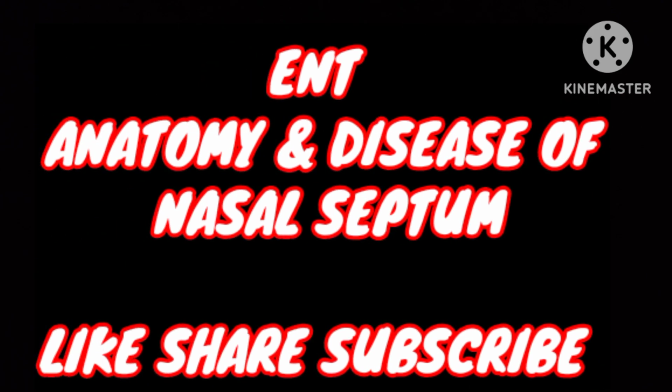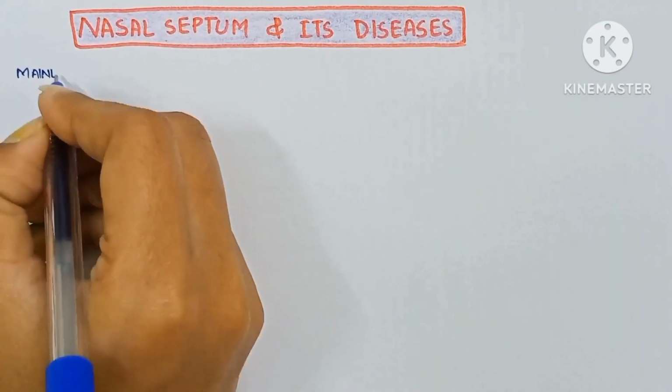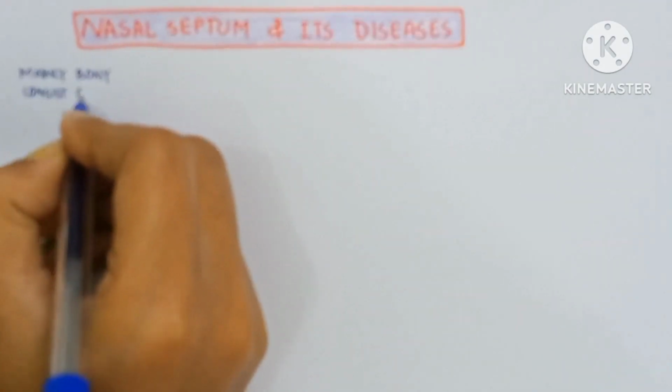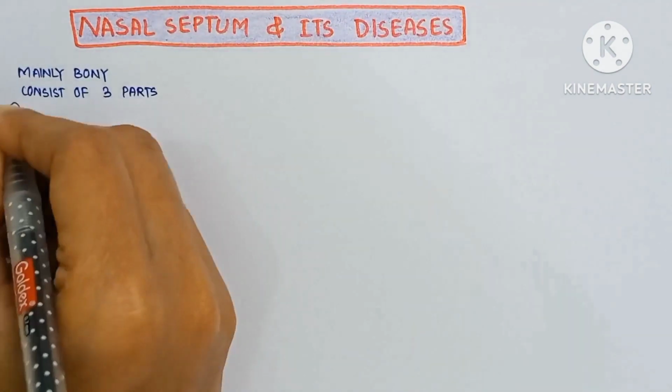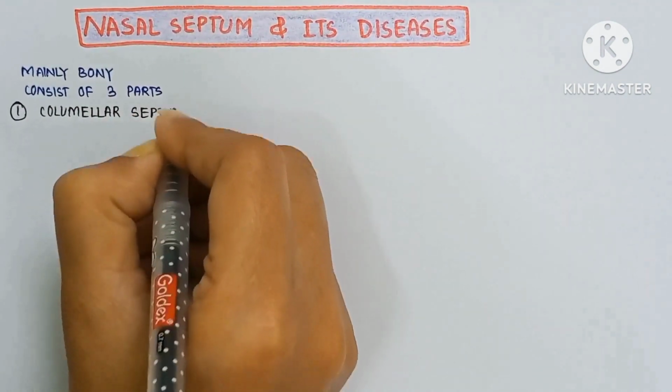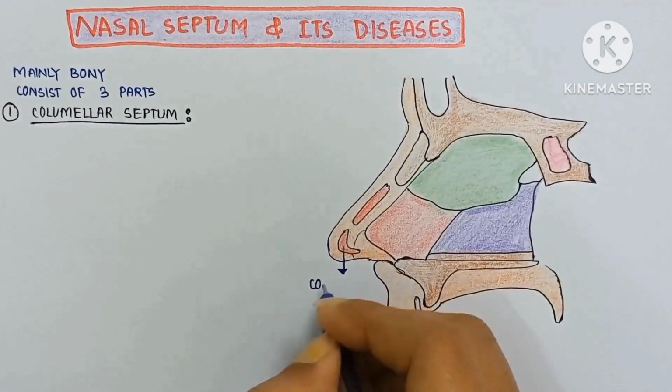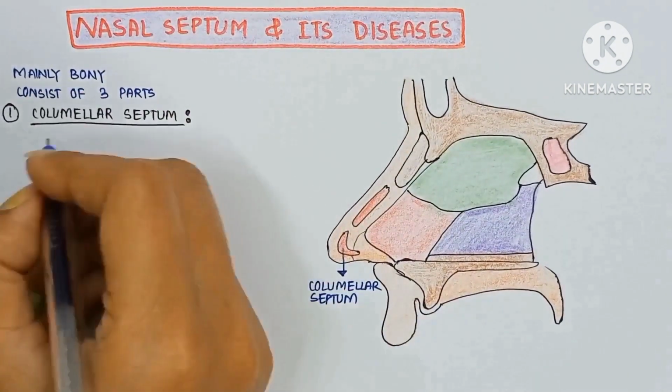In this video we are going to talk about the anatomy and diseases of the nasal septum. So the nasal septum is mainly bony. It consists of three parts. First is the columellar septum. This is the columellar septum.